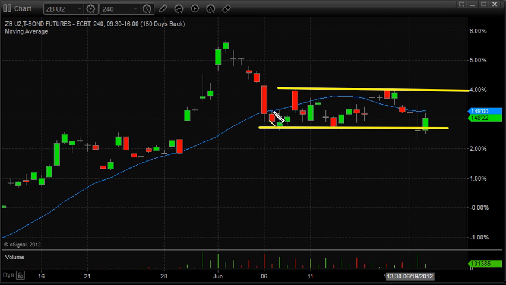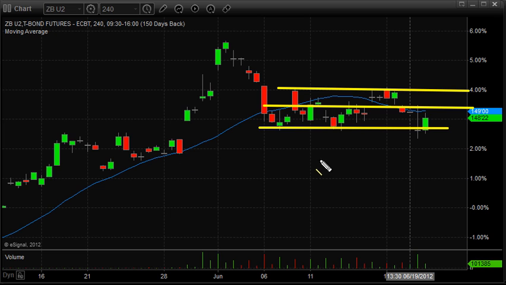If you were to just draw a line right through the middle of that, averaging out the price range through there, you can see we're somewhere right about here. So we've seen bonds fall down, shake the stops out, and now it's bounced more or less right back into the middle of this range. That's going to act as resistance, and we'll see which way it goes.